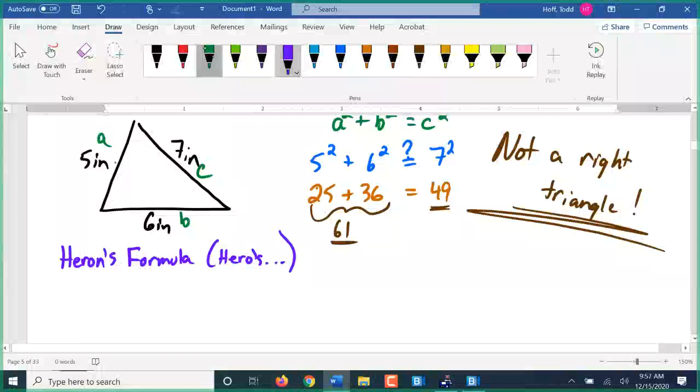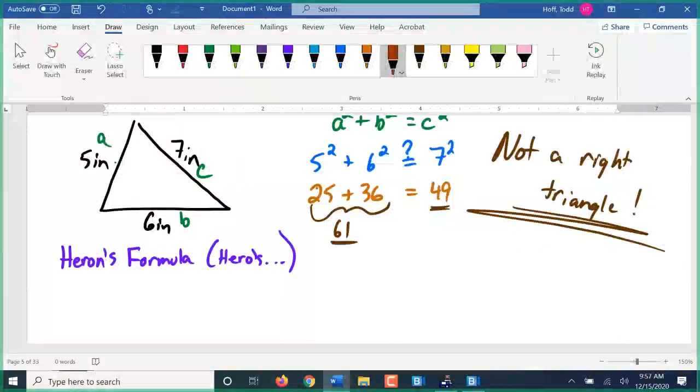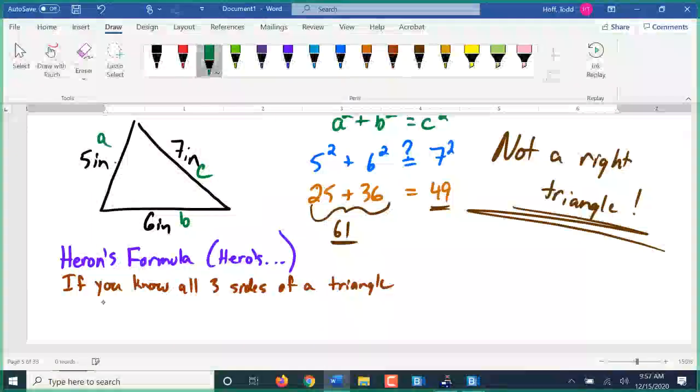But Heron's formula stated that if you have a triangle, actually any triangle, even if it has a right angle, you can still find the area, as long as you know all three sides. So if you know all three sides of a triangle, you can find the area by first finding the perimeter. Now remember, the perimeter is just adding up the sides. So we have 5 inches plus 6 inches plus 7 inches, which gives us a perimeter here of 18 inches.